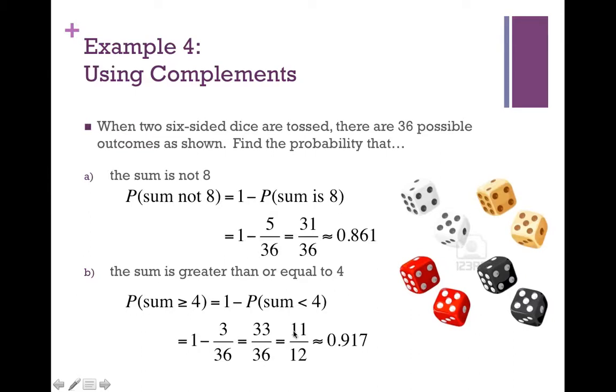The 33 over 36 would simplify to 11/12, and we would get approximately 0.917 as the decimal. So the chance of getting a sum greater than or equal to 4 is pretty good because this is a fairly high probability.